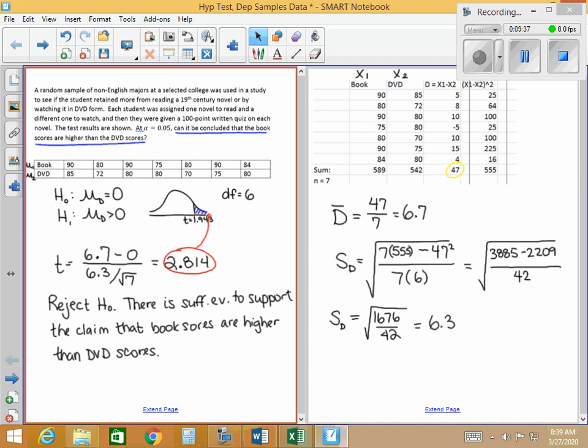I did notice that these are some pretty amazing scores. No one scored less than a C on either test there, so they had a good group of students that they used to do this experiment with.